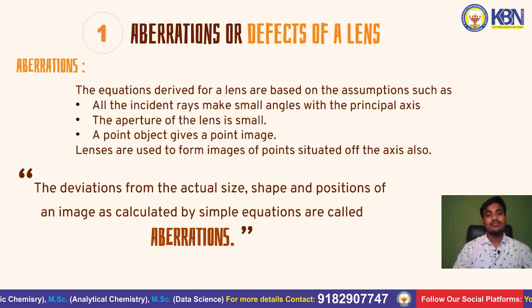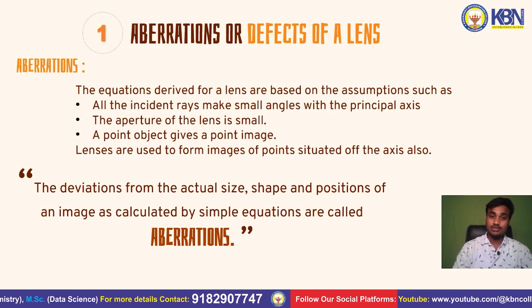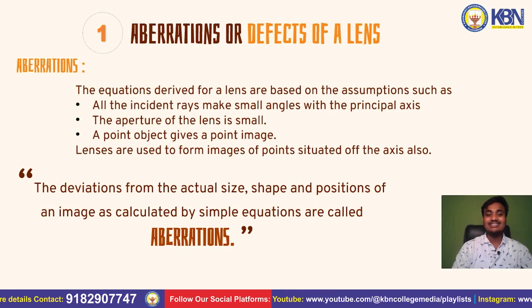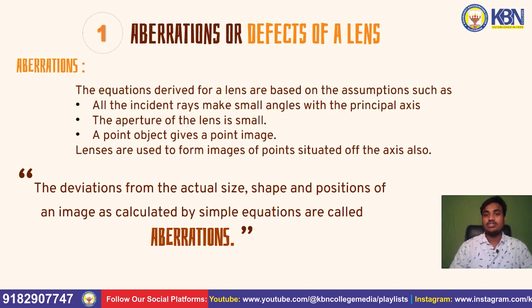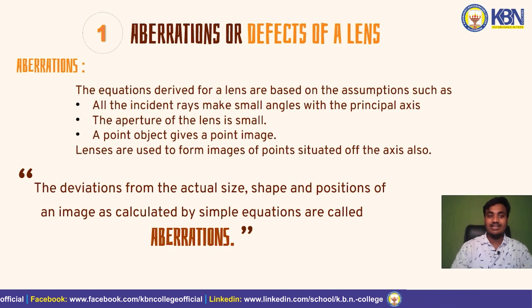In general, aberration means the deviations from the actual size, shape and position of an image as calculated by simple equations. As I said, those equations are derived based on the 3 assumptions, and the deviations are called aberrations, which are nothing but defects of a lens.